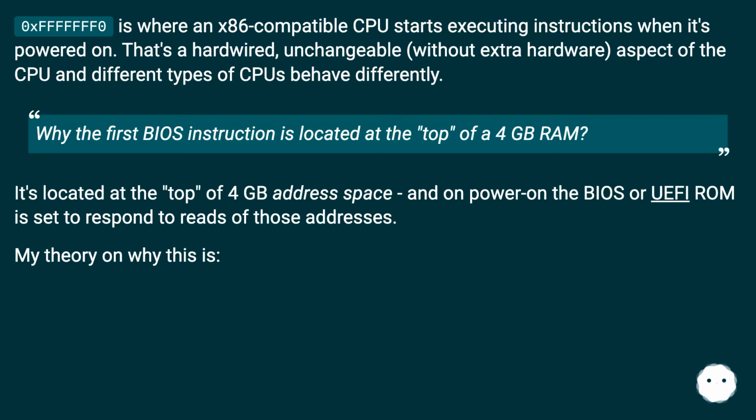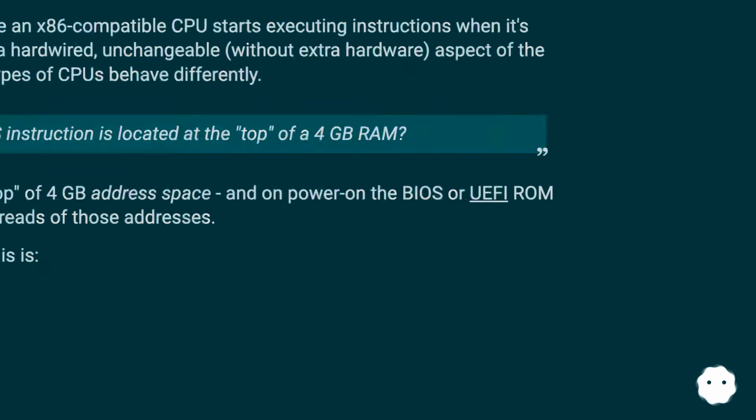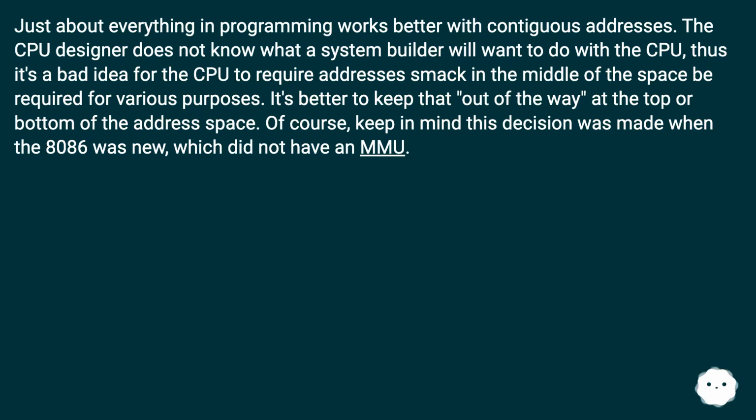My theory on why this is: just about everything in programming works better with contiguous addresses. The CPU designer does not know what a system builder will want to do with the CPU, thus it's a bad idea for the CPU to require addresses smack in the middle of the space be required for various purposes. It's better to keep that out of the way, at the top or bottom of the address space. Of course, keep in mind this decision was made when the 8086 was new, which did not have an MMU.